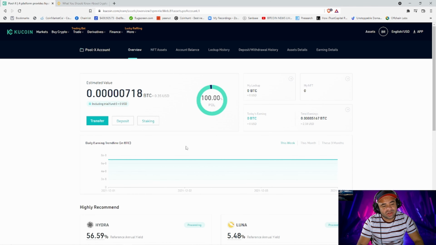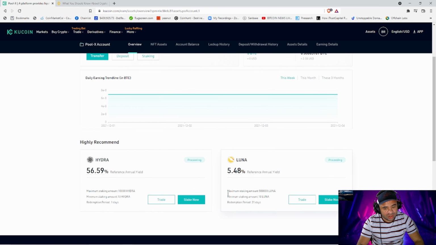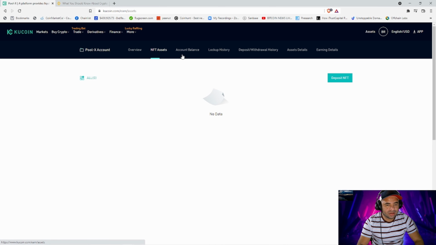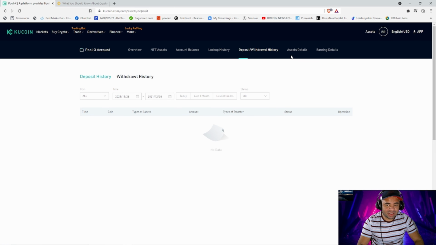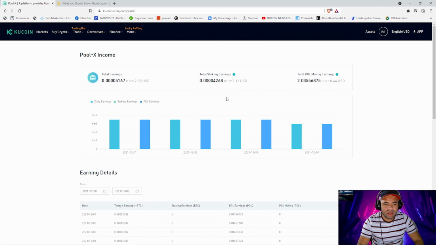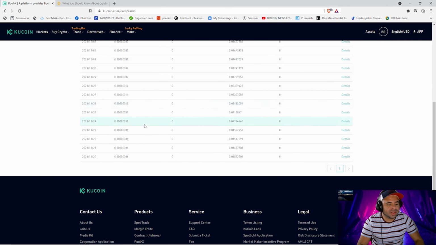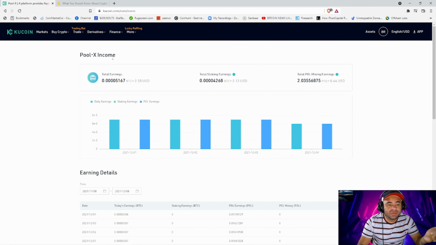Right now, these are their pools, the pools that they're accepting and trading. If I wanted to see all of them, I could look at NFT assets, account balances, lockup history, deposit withdrawal, asset details, and everything that I've received or not received. They can show you right here, these were your earnings for these items. So with that being said, now we see an overview of PoolX and how it works. Now we can move into the next portion of the video.